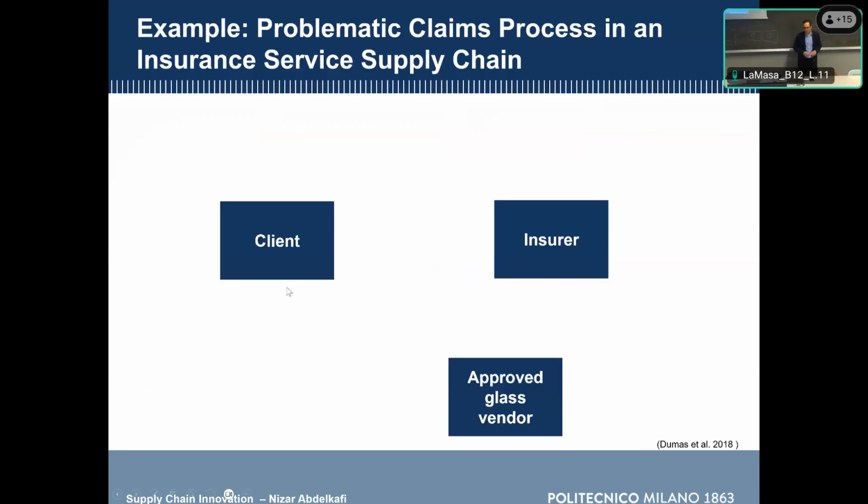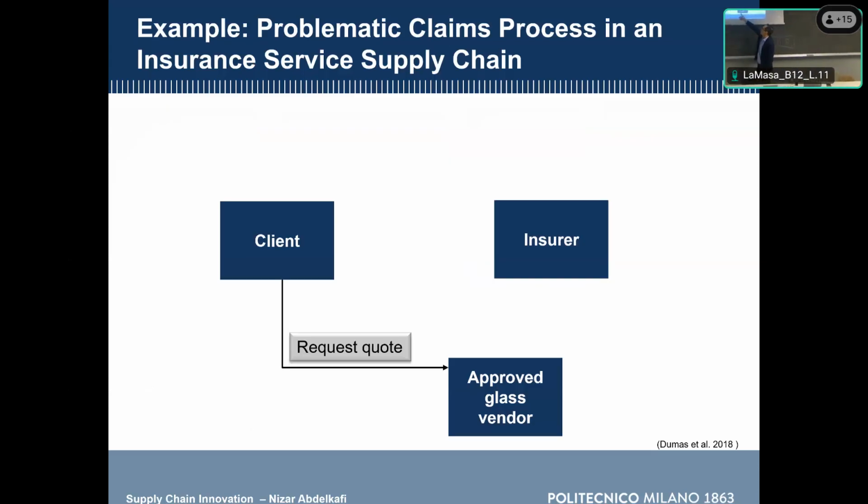Okay, I have another example. Let's finish these four principles and then we'll have a short break. Here we can also think about improving this process. This is an insurance process. This is a client that has a car, this is the insurance company, and this is an approved glass vendor. Let's say the client has a problem with the glass of the car. The first thing the client does is go to the approved glass vendor and request a quote: how much will it cost to change the glass? Then the client will issue a claim: I have a broken glass in the car, and this is how much it will cost.